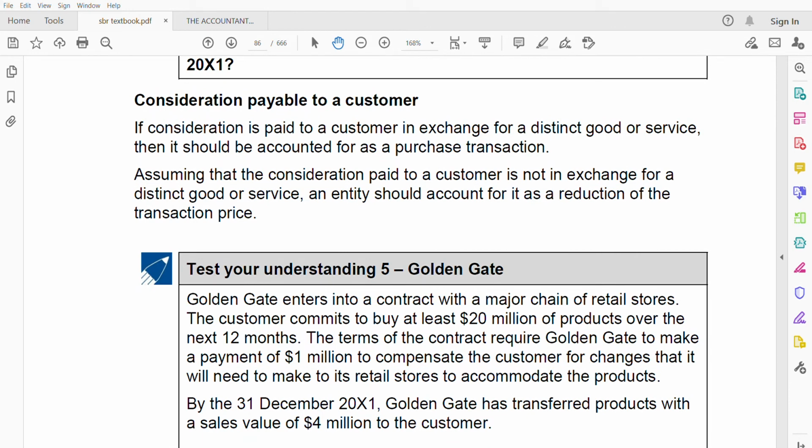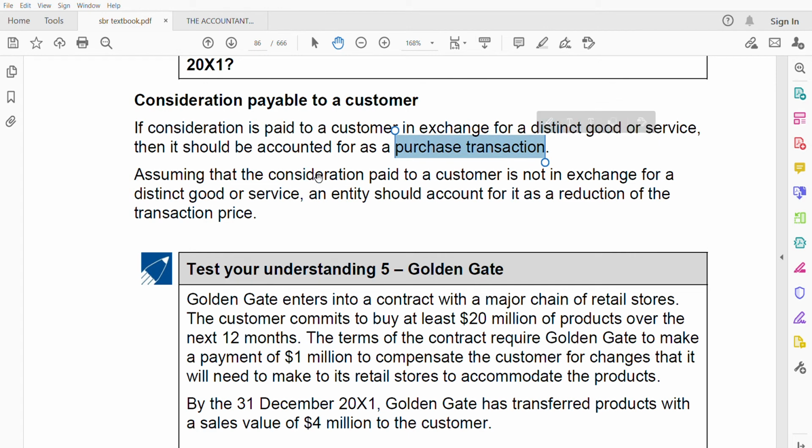What about the consideration payable to a customer? If consideration is paid to a customer in exchange for a distinct good or service, then it should be accounted for as a purchase transaction. For example, you are paying the customer for exchanging some goods or services. Let's say they exchange some goods or services and then you need to pay some amount back to the customer. Then that should be accounted for as a purchase transaction.